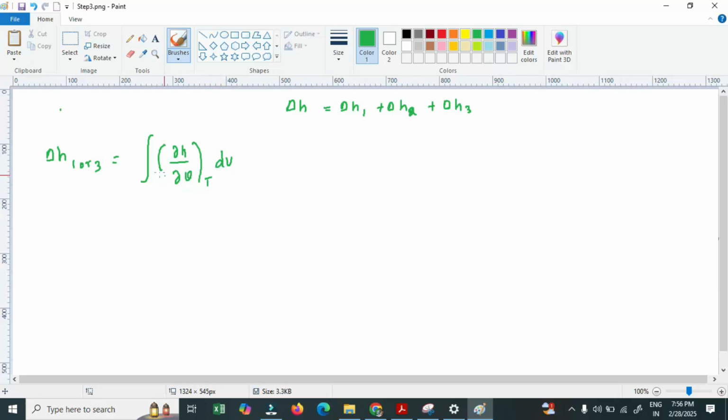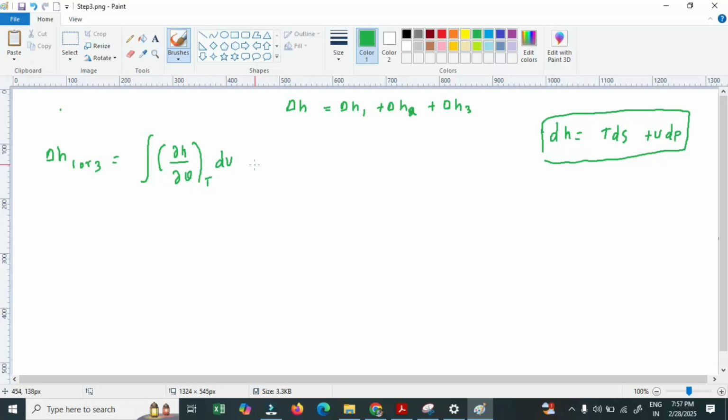Especially I want to replace it in terms of V. That's why I can integrate here. Okay. For that, let me use the fundamental property relationship where we know that dH equals T dS plus V dP. The derivation of the fundamental property, the link I'll be sharing in the description. Okay. You can refer to that.